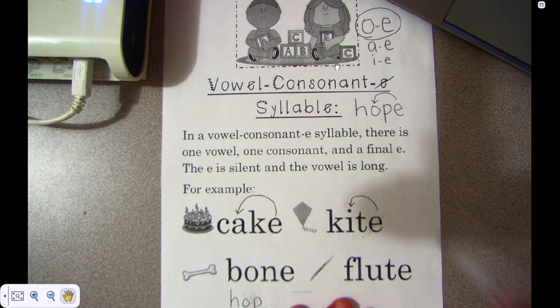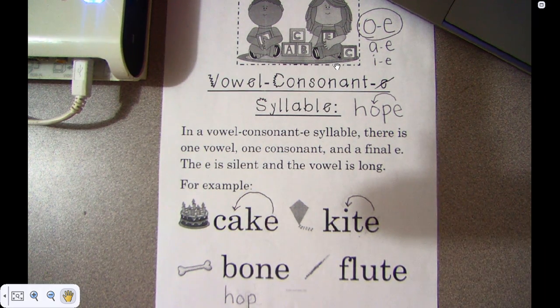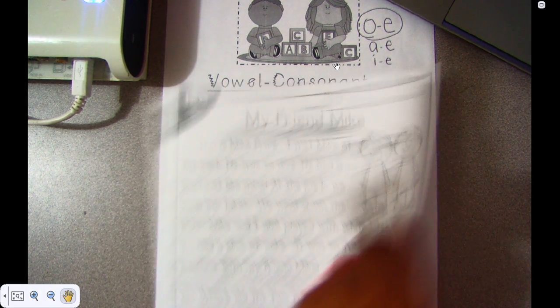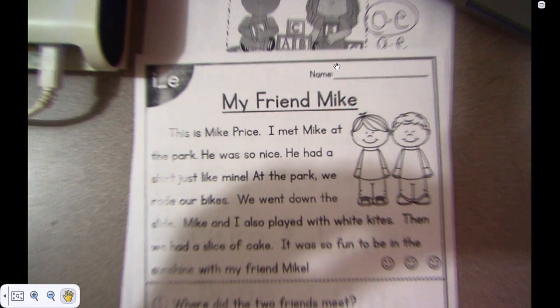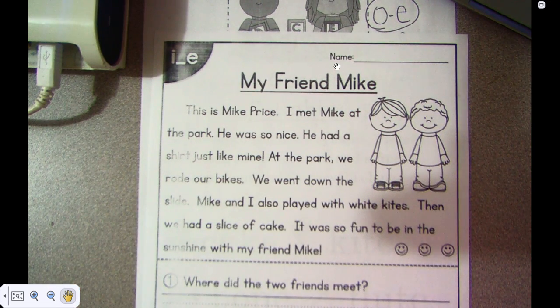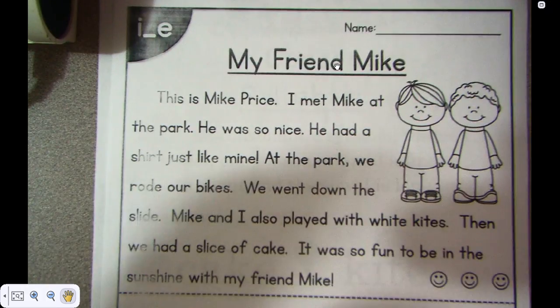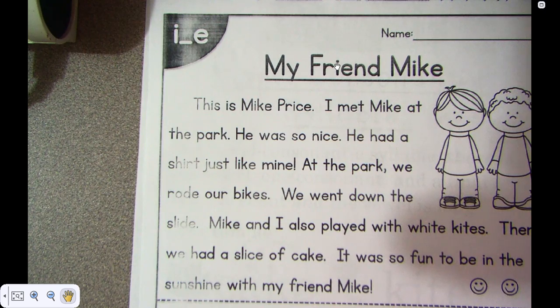We are actually going to work on a vowel consonant E story today. And the title of this story is called My Friend Mike. We're also going to be working on a skill called making inferences. So I'm going to show you a sheet, and at this point you all have probably talked about making inferences in your classrooms with your teachers. So let's just review what this skill is.